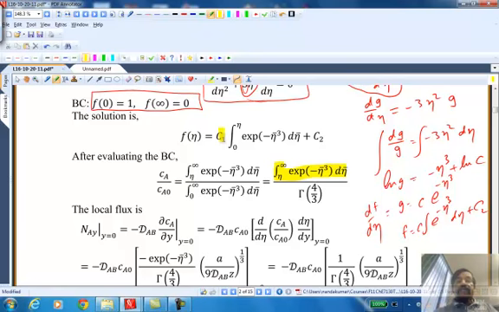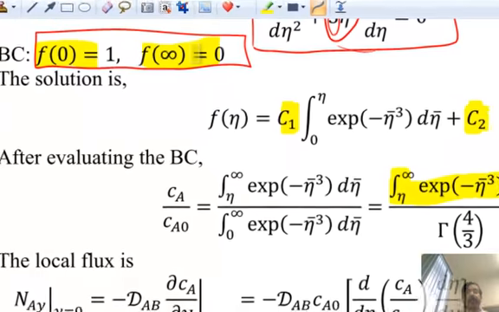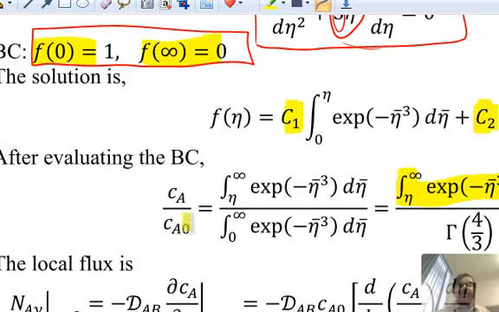Now there are two integration constants here that you need to find out by imposing the two conditions. And when you do that, you get this as the final result. CA over CA naught is this integral, which cannot be evaluated except numerically. You can always evaluate it numerically. Okay?